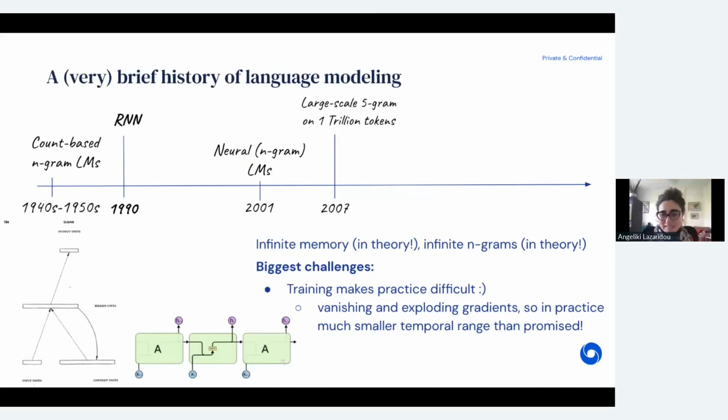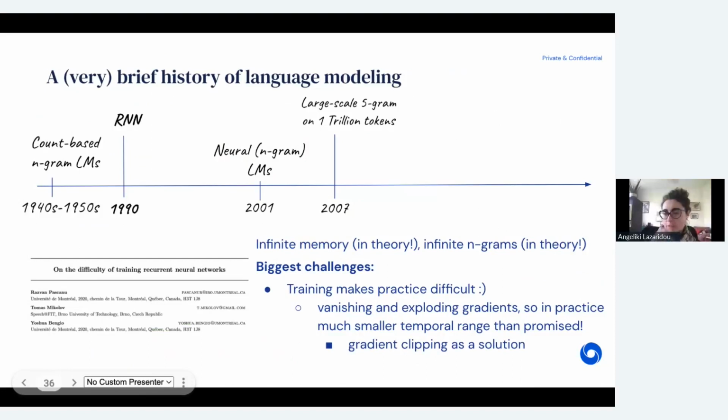So practically, what this means is that with RNNs, we had the problem of vanishing and exploding gradients. So in practice, we weren't really able to get all this temporal range that we were promised.